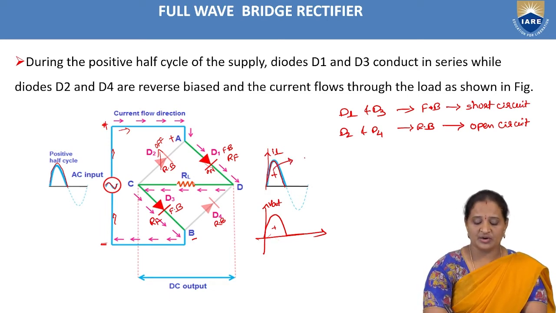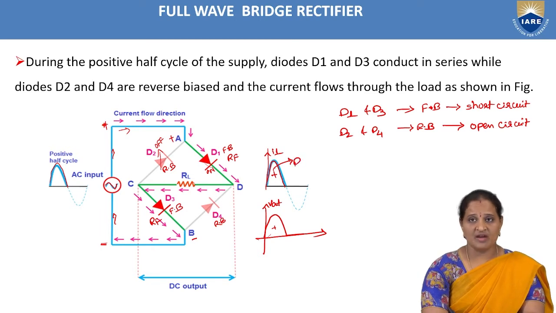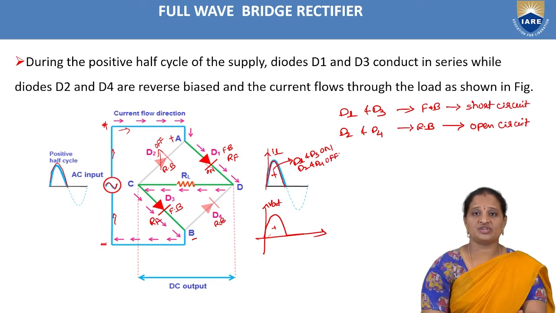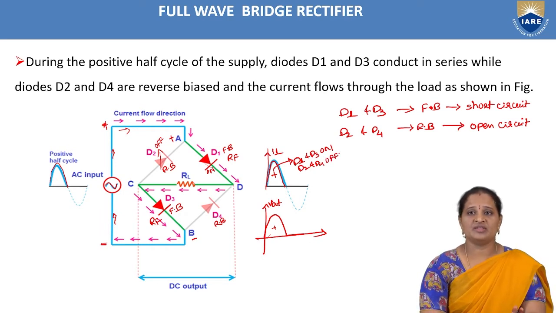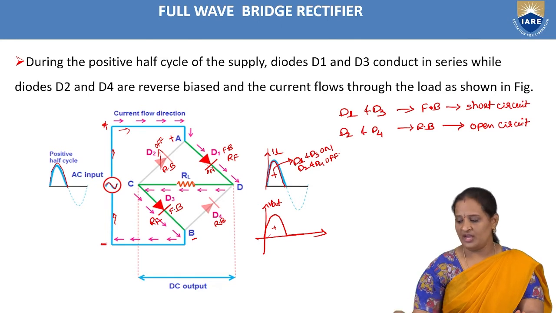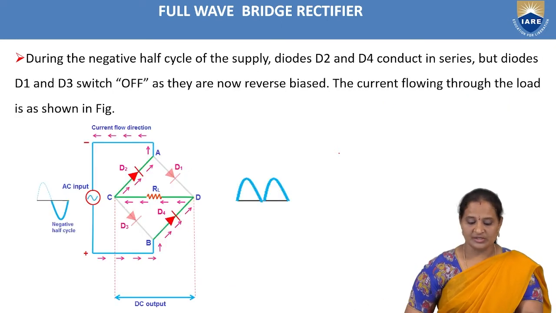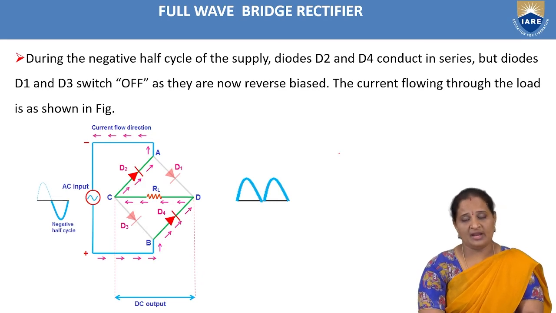This happens due to the positive half cycle of input, in which D1 and D3 are on and D2 and D4 are off. So this is the operation of this bridge rectifier during the positive half cycle of input voltage. Now coming to the negative half cycle.